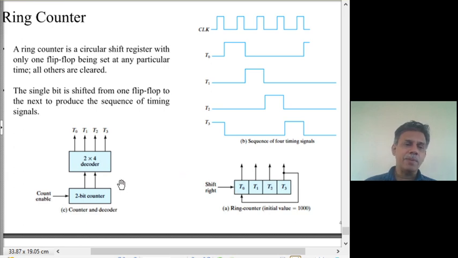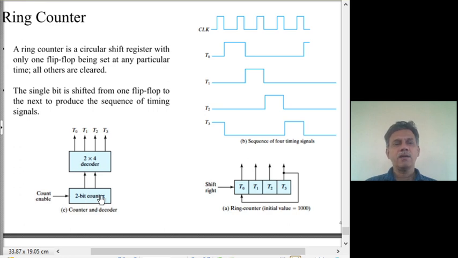Another way in which it can be done is to use 4 timing signals, T1, T2, T3, T4. To identify which bit has to be 1 at any given time, we need 4 unique bit patterns. By decoding them, we can decide which line has to be 1 at any given time. So to generate 4 unique bit patterns, we can have a 2-bit counter.